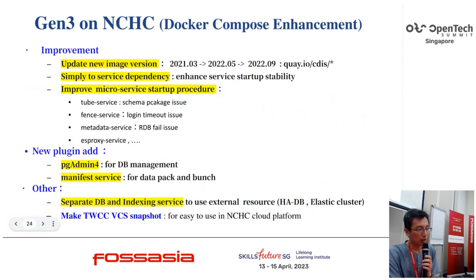So for the Docker Compose version, we made some improvements. For example, we updated the image versions and simplified the service dependencies, which makes the services more stable. We also improved the microservice procedures. And we added some new plugins, for example pg-info and manifest service, for database management and data tech and so on.